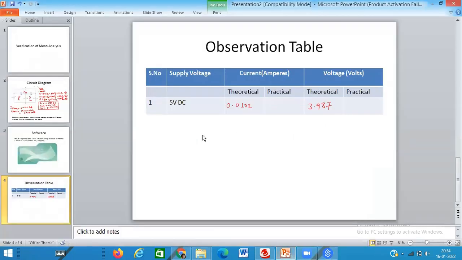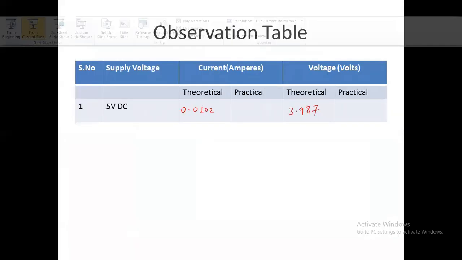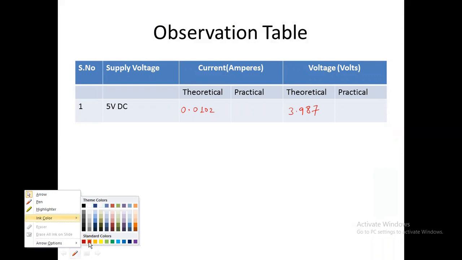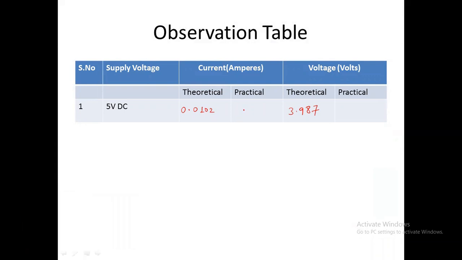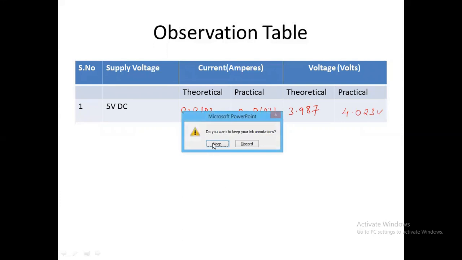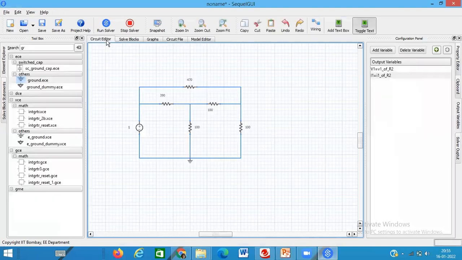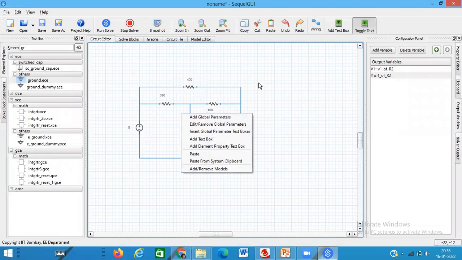So when you come over here, you can write the observation table and you can write over here the values which you have got, right? And you can see that they are matching. So the practical value, how much you got, if you remember, the current was 0.01031 and this was 4.0231. So you can say that they are approximately equal. So this verifies the mesh analysis. So this is using the simulator file, right? This is the circuit editor. Got it? So thank you.